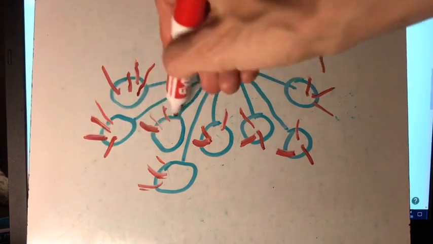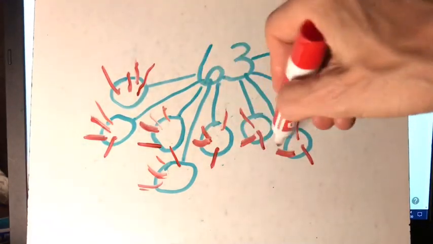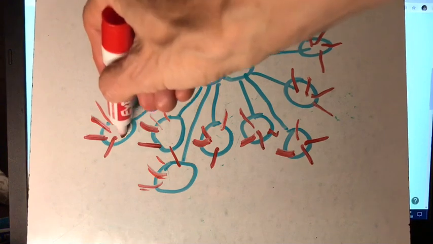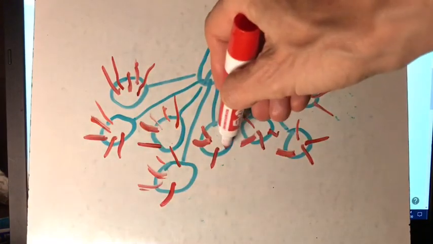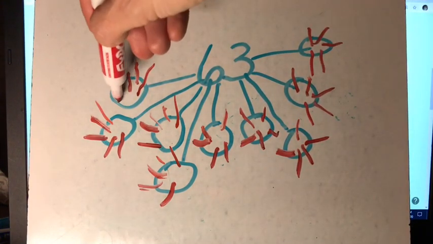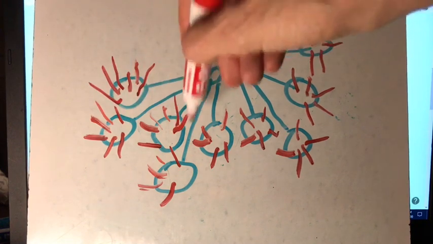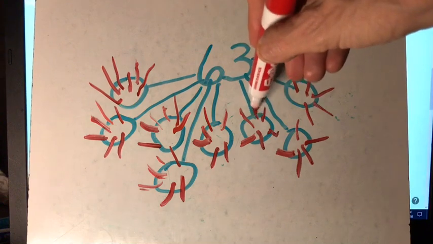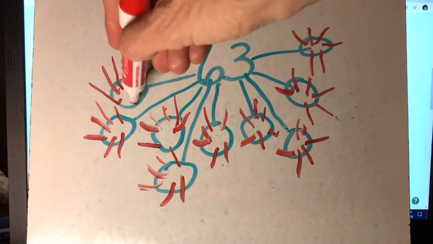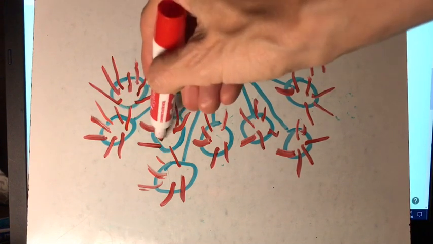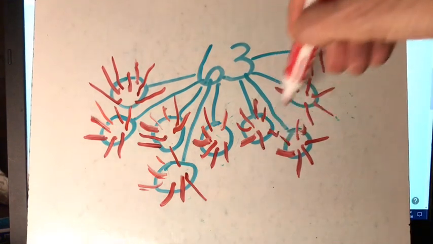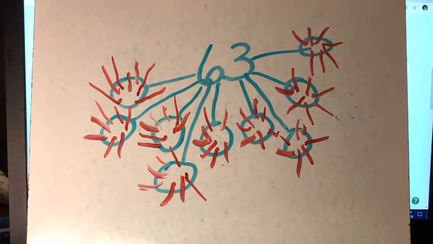So I keep counting: 28, 29, 30, and so on up through 40, 50, I'm almost there, 55, 56, 57, 58, 59, 60, 61, 62, 63.